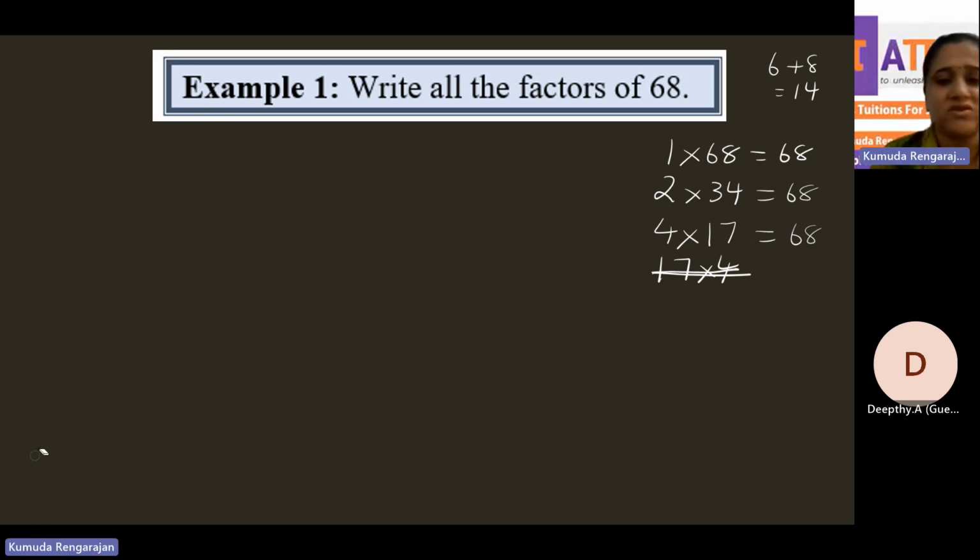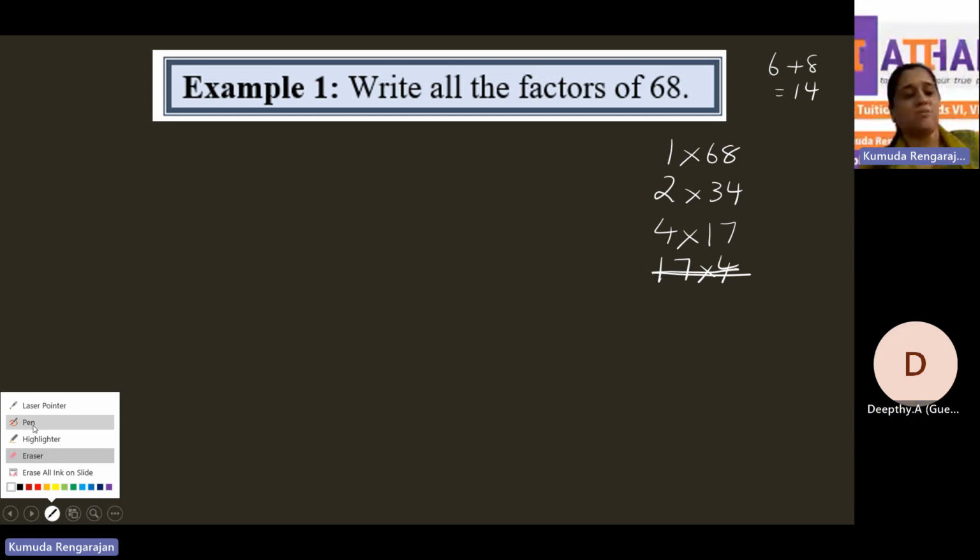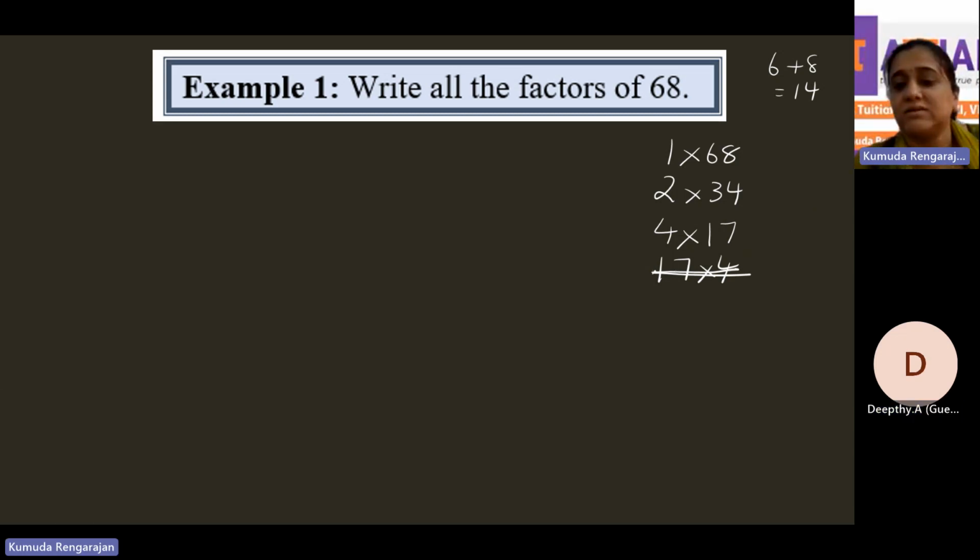Do we understand the process, children? Deepthi, do you understand the process? And when do you stop? When it repeats like this. All right. Now, this is your rough work. This you'll have to write in the rough column.